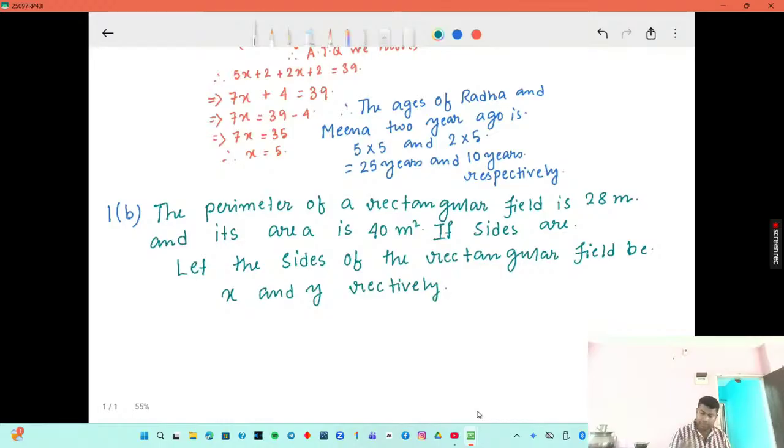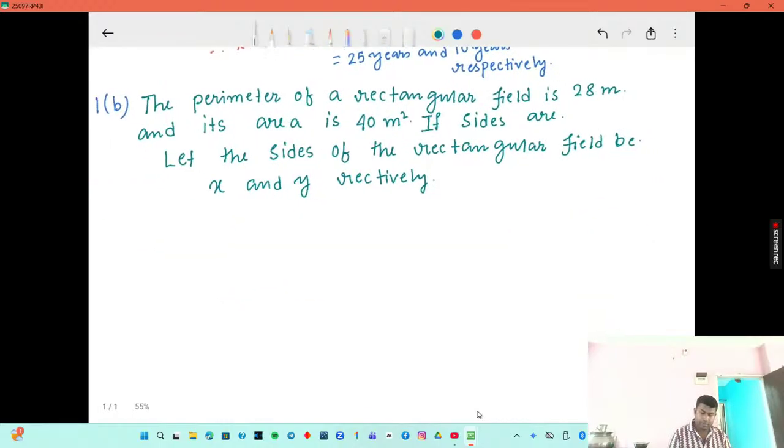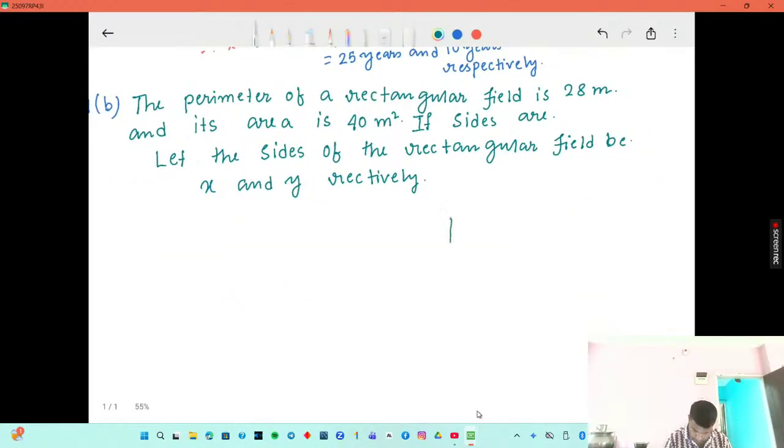So now I will be drawing a rectangle for your easy understanding. This is a rectangle, with sides x and y.